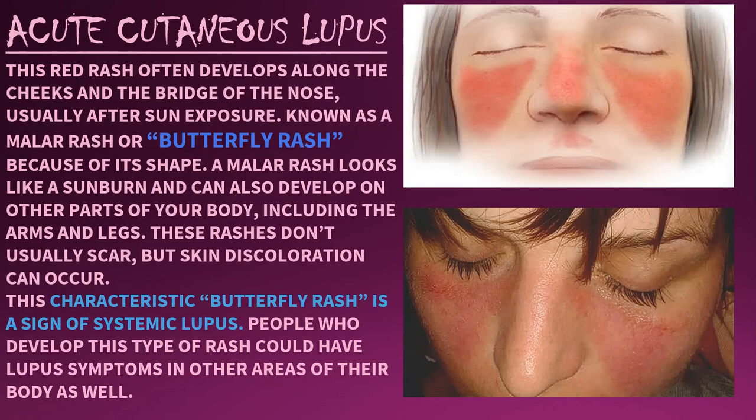This characteristic butterfly rash, as shown in the picture, is a sign of systemic lupus. People who develop this type of rash could have lupus symptoms in other areas of their body as well.